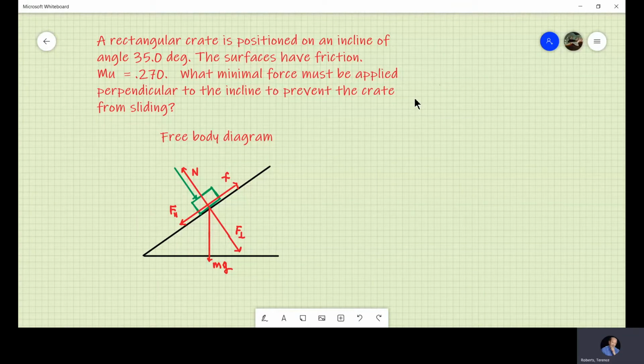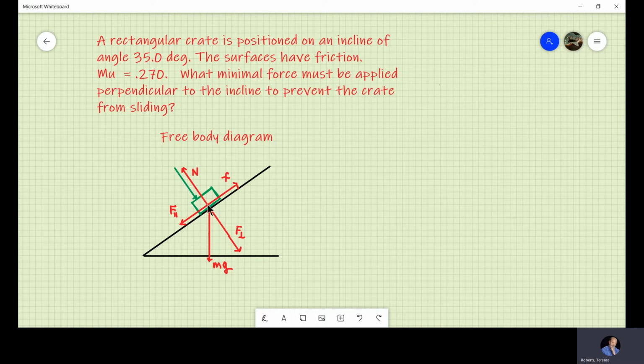Okay, I'm going to do a couple problems from your homework. In this first particular problem, we have a rectangular crate on an incline of 35 degrees, and the surfaces have friction. We are given a coefficient of friction of 0.270, and we want to know what minimum force must be applied perpendicular to the incline to prevent the crate from sliding down.